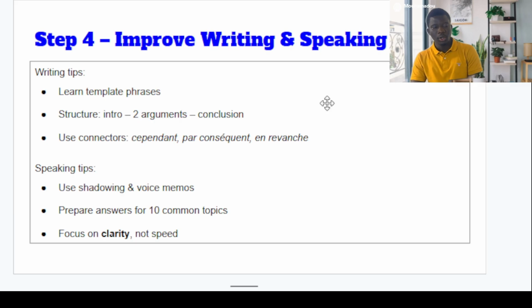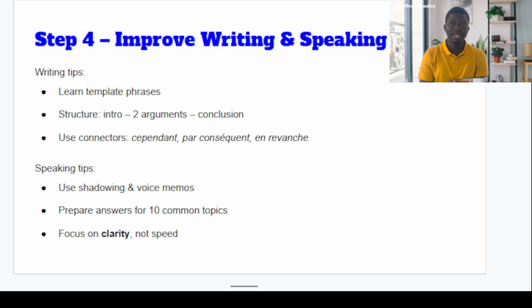Alright, now step 4 is to improve your writing and speaking. I mean, these are the most difficult, I guess, harder to get points, because in the listening and reading sections, there are multiple choice questions. But here in the writing and speaking, you need to produce. This might be harder for most people.